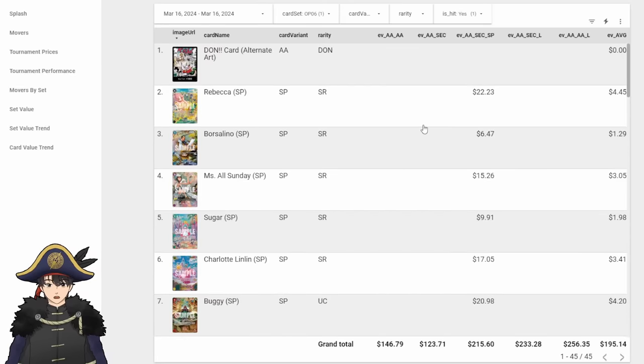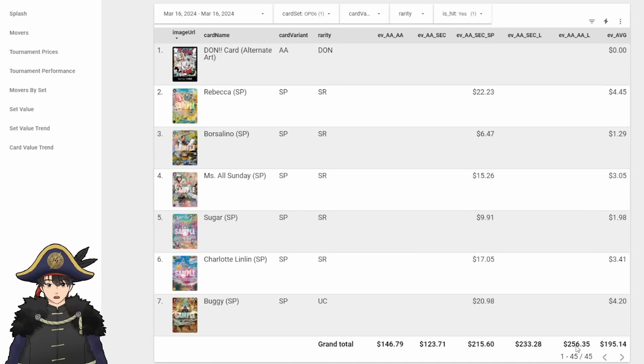But with that in mind, with that assumption, this is the chart I created in my dashboard for that. So the expected value of a double alt art box is 146. The expected value of an alt art secret rare box is 123. The expected value of an alt art secret rare SP card box is 215. And then alt art secret rare and leader is 233. And then leader double alt art is 256. That's the most expensive variant you can get.